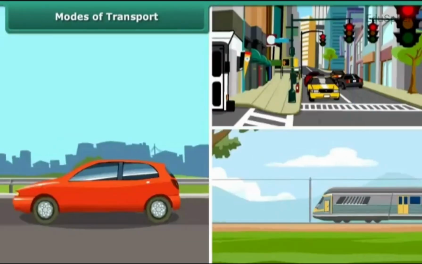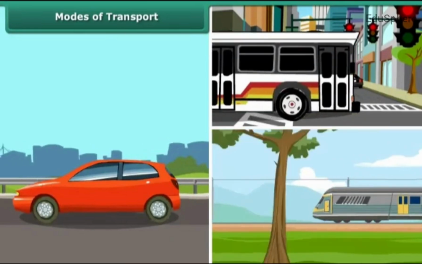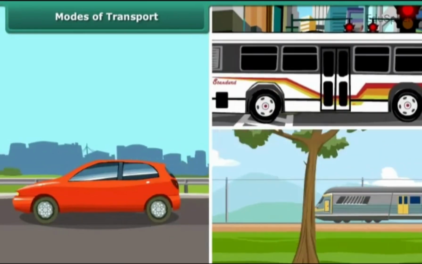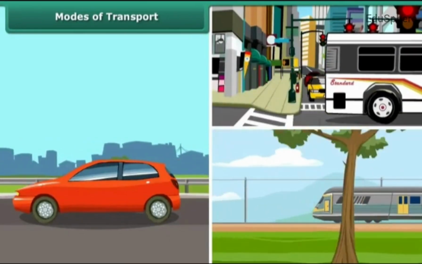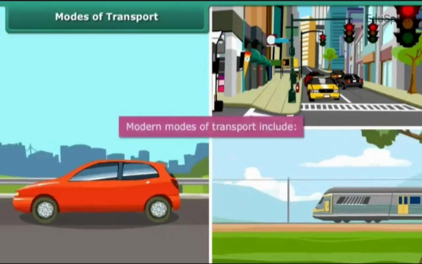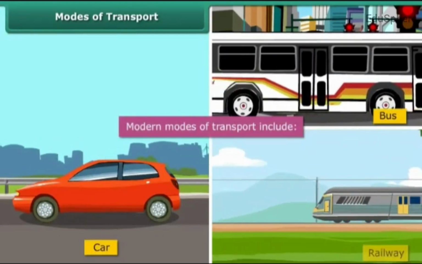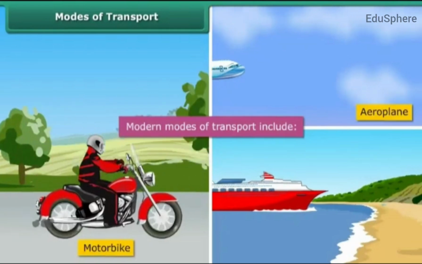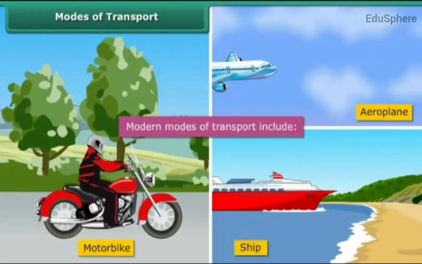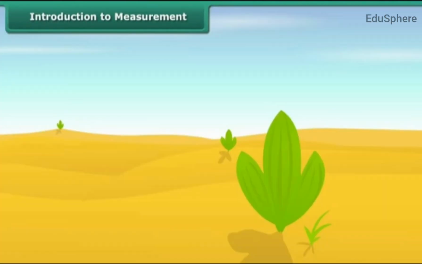Nowadays, we have progressed and we have learnt we can use fuel and natural resources to create better modes of transport. As you can see, hence we now have cars, buses, roads, railways, motorbikes, aeroplanes, ships, etc. to travel. Introduction to measurement.